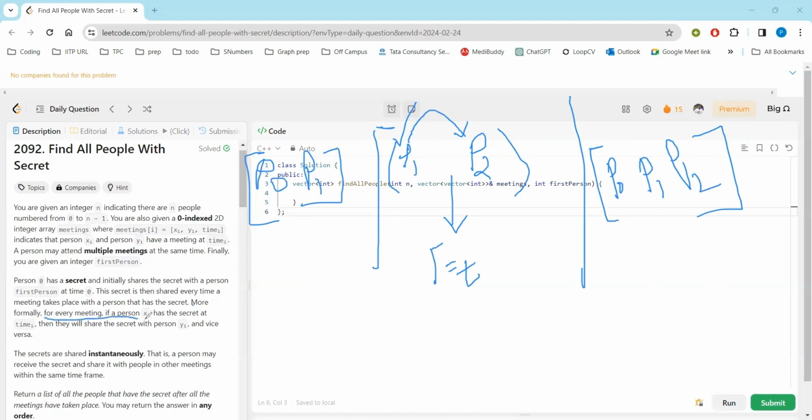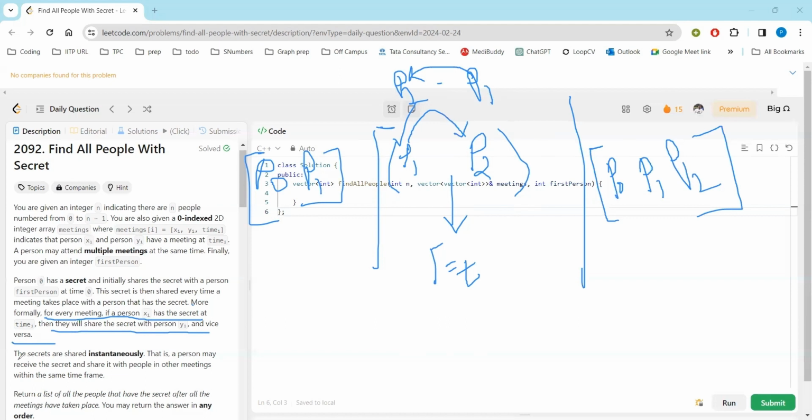For every meeting, if a person xi has the secret at time i, then they will share the secret with person yi, and vice versa. Vice versa is saying that even if there was a meeting between P2 and P1, then also P1 will share the secret with P2.